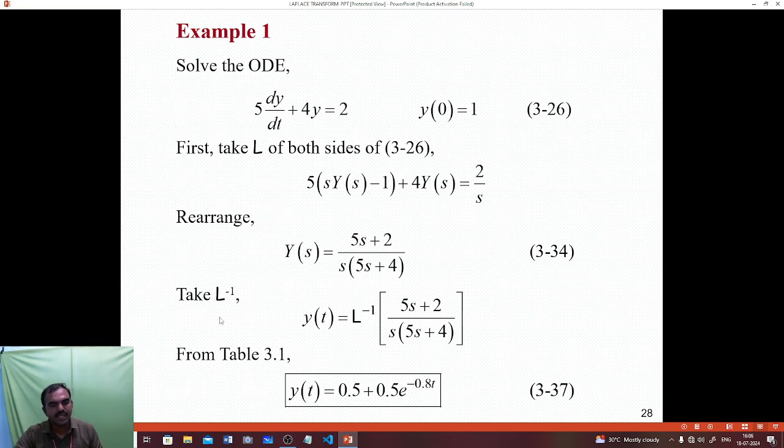Next, take the L inverse on both sides. L inverse of Y of s is nothing but y of t. So L inverse of 5s plus 2 divided by s into 5s plus 4, using the table values, gives y of t equal to 0.5 plus 0.5 e power minus 0.8 t.